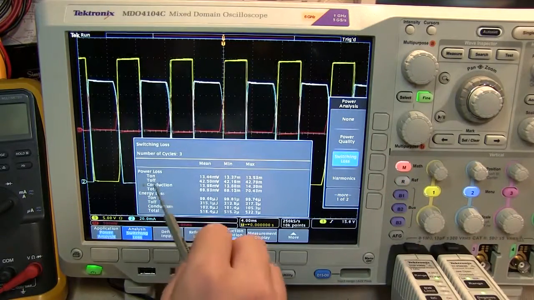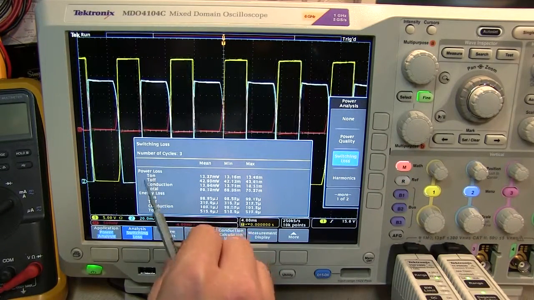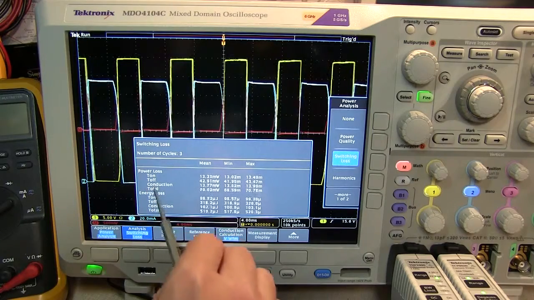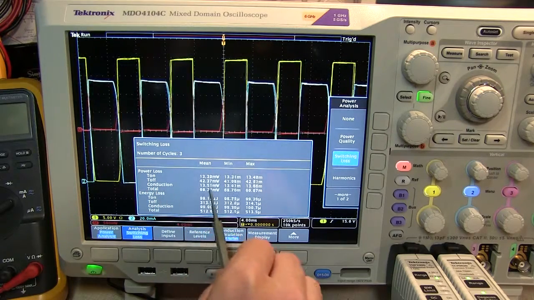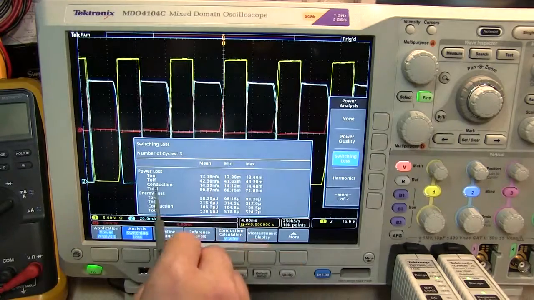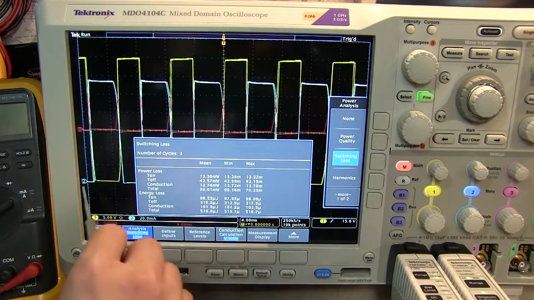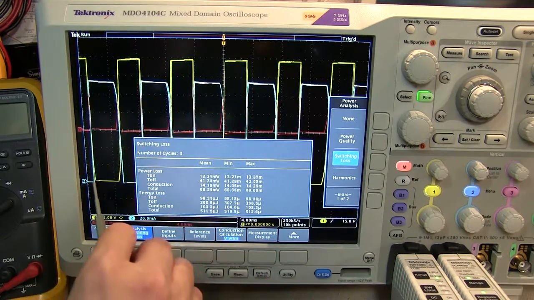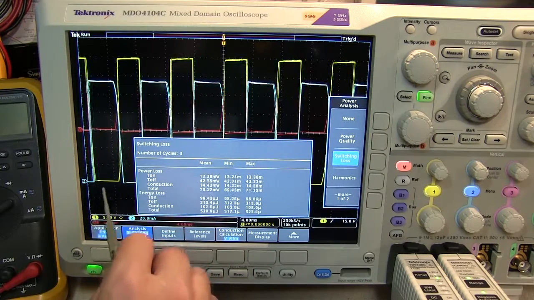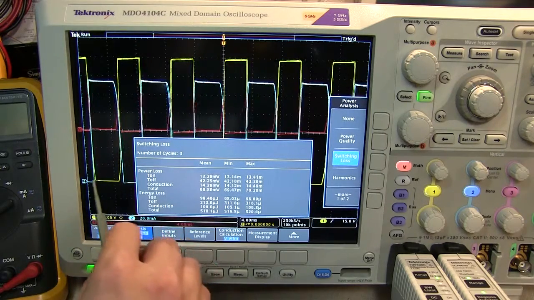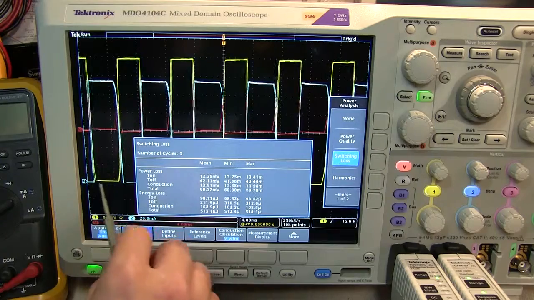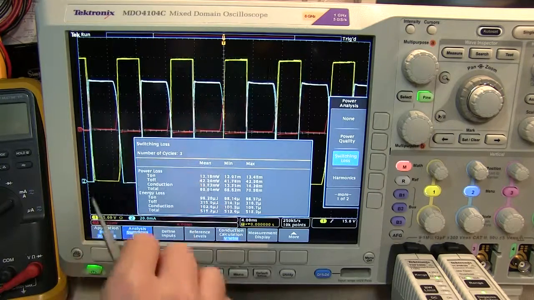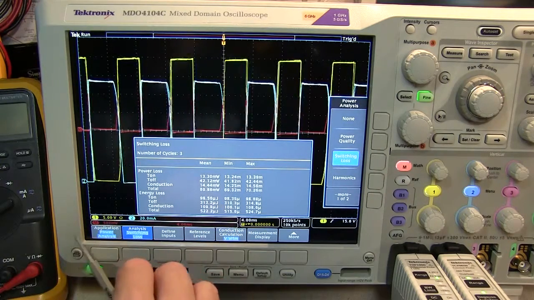The results show the power lost in the device as it's being switched on and as it's being switched off, and the power lost in the device while it's conducting. The conduction loss is computed by multiplying the current through the device by the voltage during the on time. This voltage during the on time can be quite small. Measuring this accurately can be problematic when dealing with relatively large voltage scales.